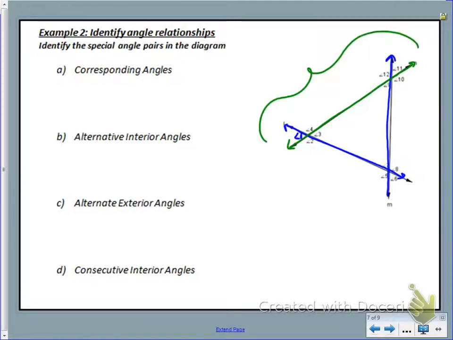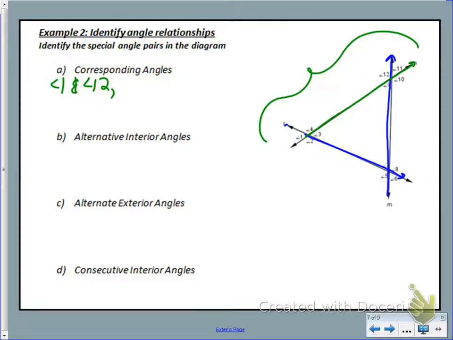So if I look at angle 1, I need another angle that would pair up with it, that would be on the inside or in between those two lines and on the same side of the transversal. So angle 1 will match with angle 12. So angle 1 and angle 12 are corresponding.